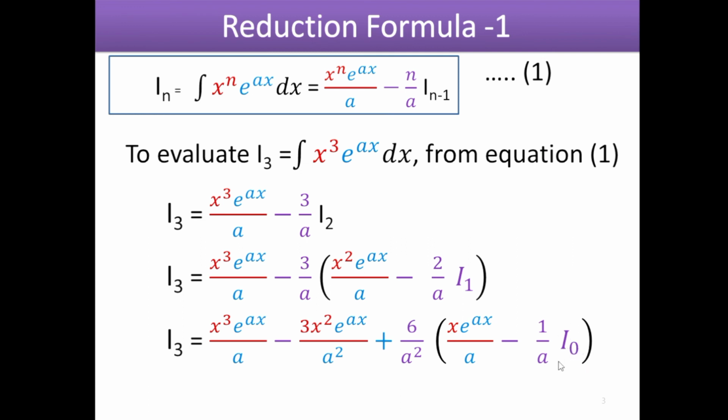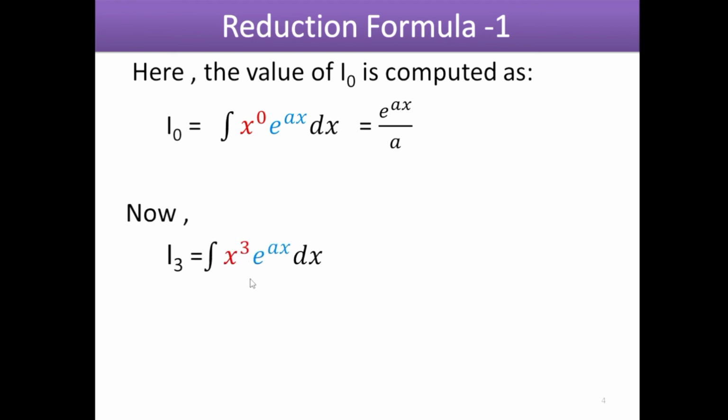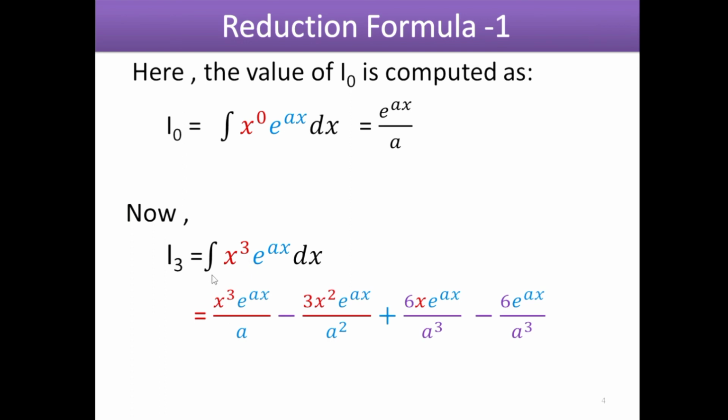We have to stop applying the reduction formula here because this reduction formula is applicable for n greater than or equal to 0. So the value of I0 is computed by putting n equal to 0 in the integral first. We get I0 equal to the integral of x to the power 0 e to the power ax dx, and x to the power 0 is equal to 1. So the integration of e to the power ax dx is e to the power ax by a. Now the required value of I3 becomes, after substituting the value of I0, this is the final answer.